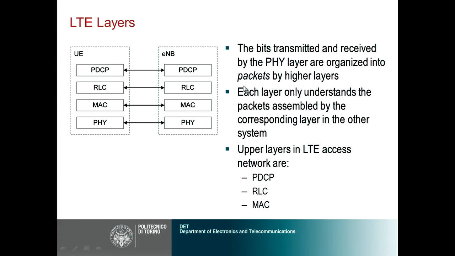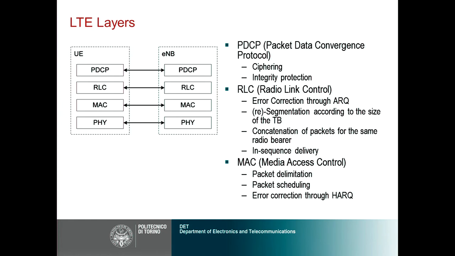There are three upper layers above the physical layer. They are the MAC layer, the RLC layer, and the PDCP layer. You're all familiar with the OSI layering system. Every layer has specific tasks, and every layer is unaware of what the other layer is doing. It just receives data and headers that it has to manipulate, performing its own function.